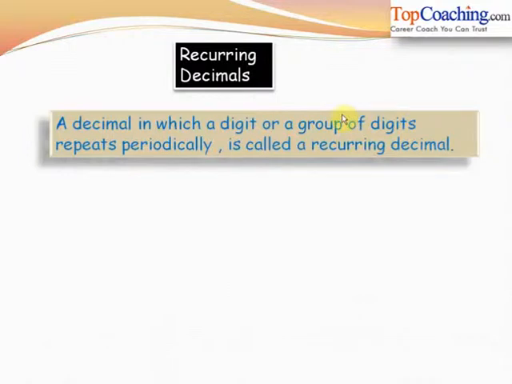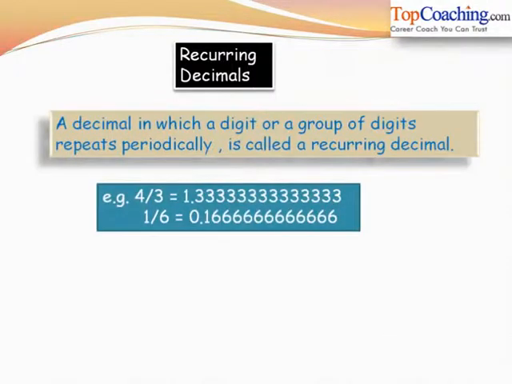So any decimal representation in which a digit or a group of digits repeats periodically is called a recurring decimal. So we get a fixed pattern in these recurring decimals. For example, if we consider the number 4 by 3, now when we divide 4 by 3, we get the number as 1.33333333 and so on. So this 3 repeats itself continuously. So thus this is a recurring decimal.